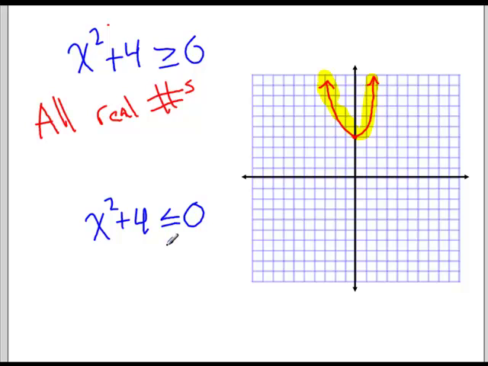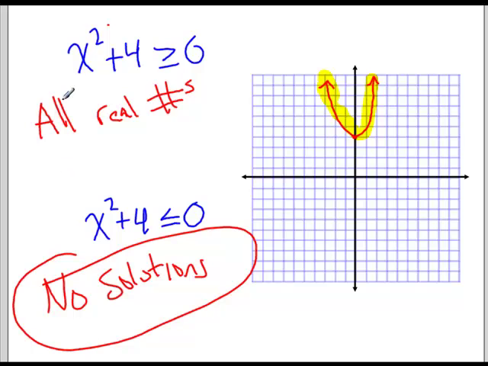When is it less than or equal to 0? Never. So we're going to write no solutions. Donezo.